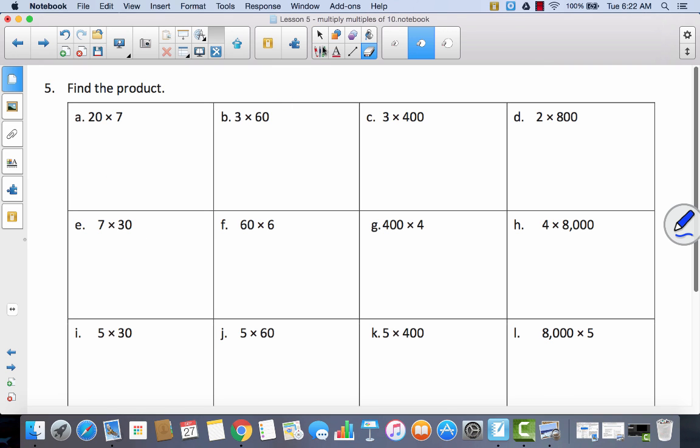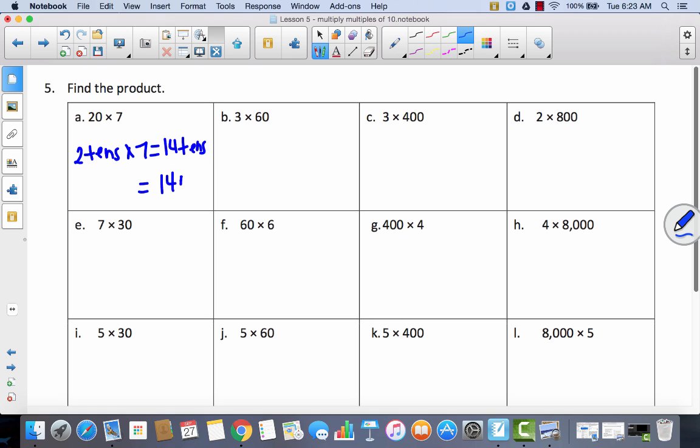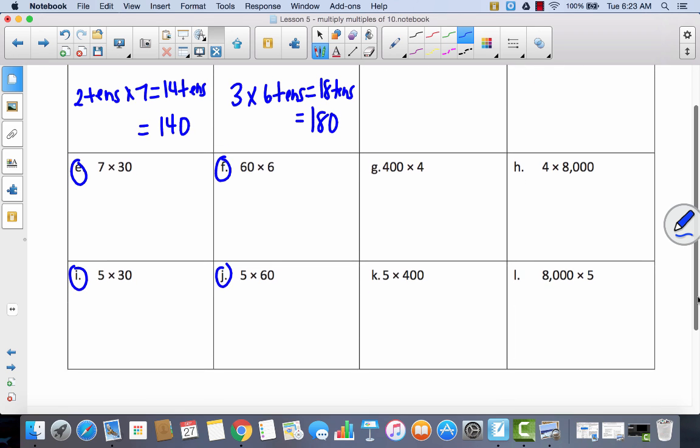Okay, so let's start by looking at this in unit form. So I have 2 tens times 7, which is equal to 14 tens, which is equal to 140. This one will be 3 times 6 tens, which is equal to 18 tens, which is equal to 180. I want you to go through and do all the ones that are multiplying times tens. So I'm circling the ones that I want you to do, and then I want you to come back and we're going to do the rest together.